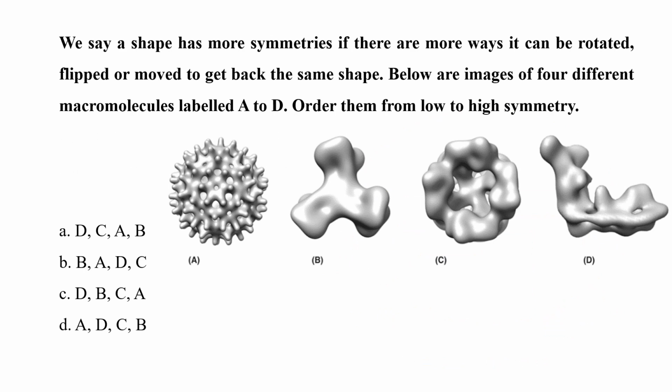Here is the next question. We say a shape has more symmetries if there are more ways it can be rotated, flipped or moved to get back the same shape. Below are the images of 4 different macromolecules labeled from A to D. Order them from low to high symmetry.